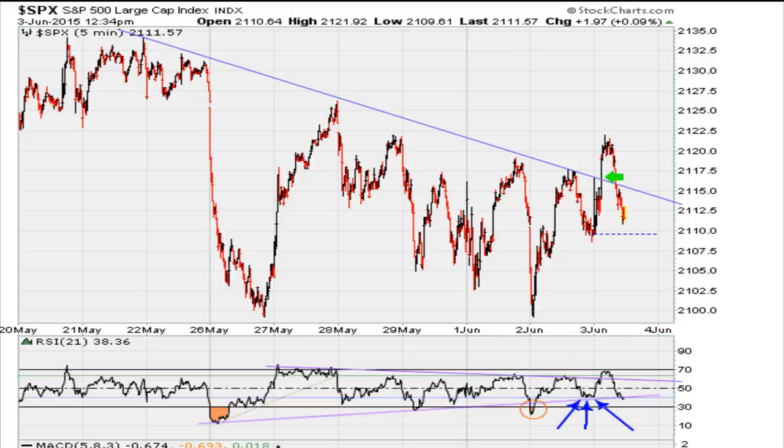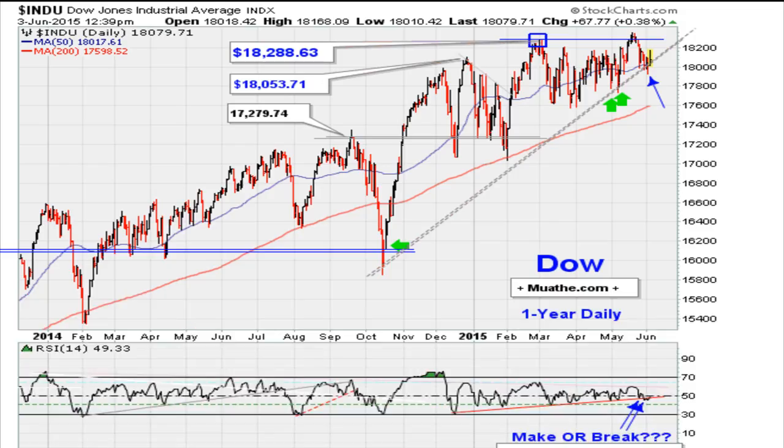Right there, take a look at the Dow. I want to point out that the Dow is not above 50 now. Early in the day it was above 50. At that point it was up about 145 points. Now it's only up 67, 68. If the Dow is to have another strong push, it needs to move its daily RSI above 50.